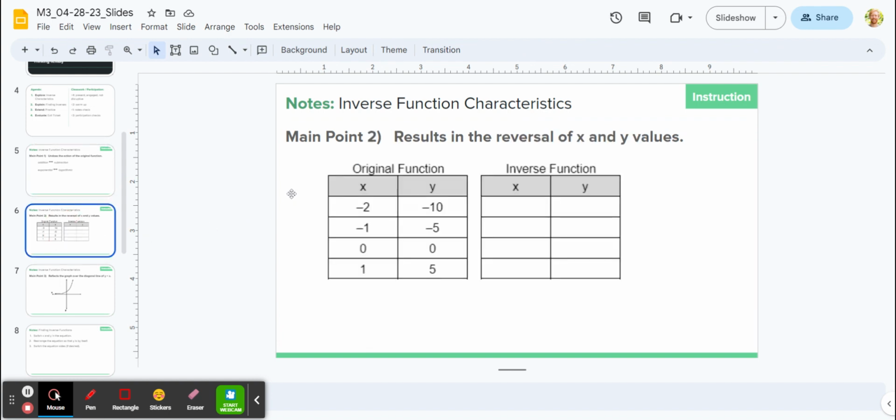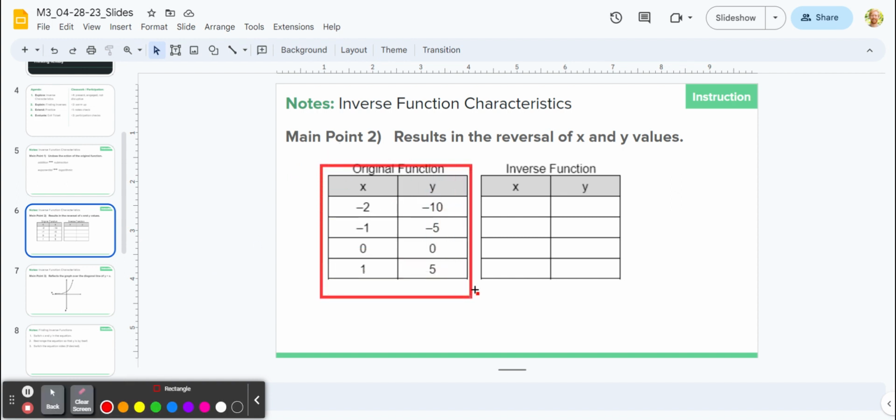So main point 2 is that in undoing this original action, it is actually going to reverse the x and y values that we get from our function. So if I gave you an original function right here, the one that I highlighted in red, I listed out all these made up x and y values. So at -2, our function is equal to -10. At 0, our function is equal to 0.